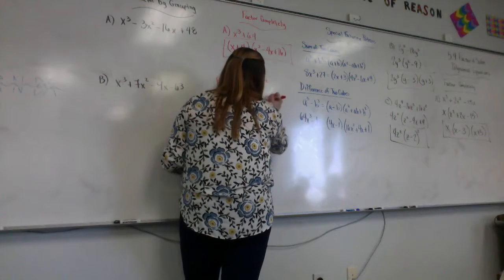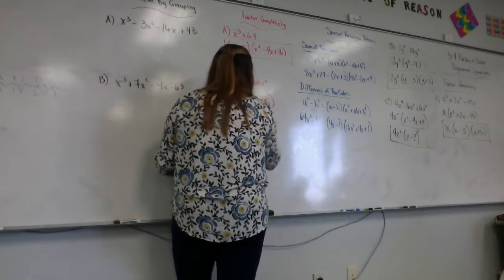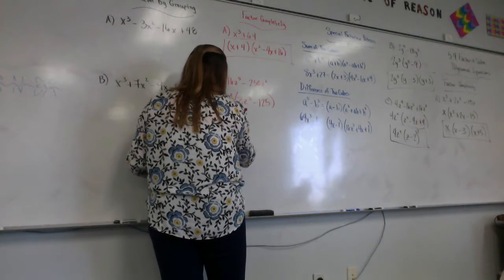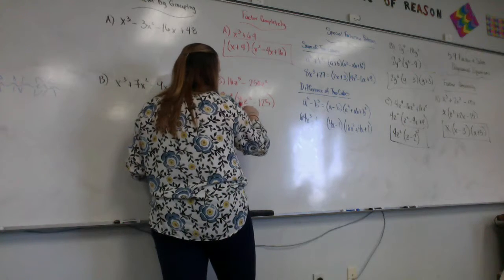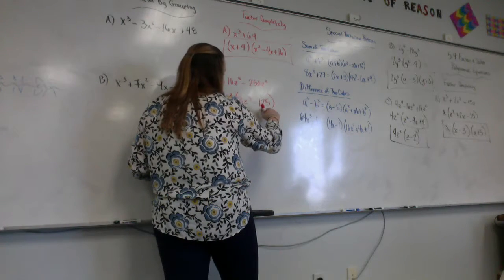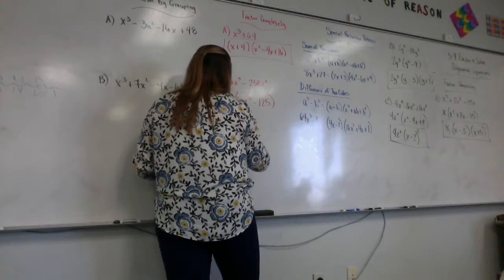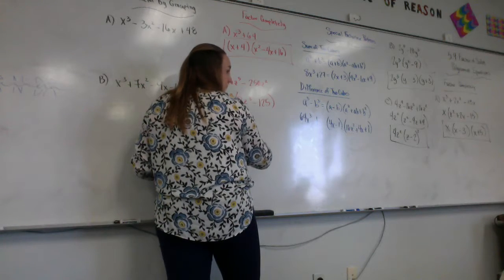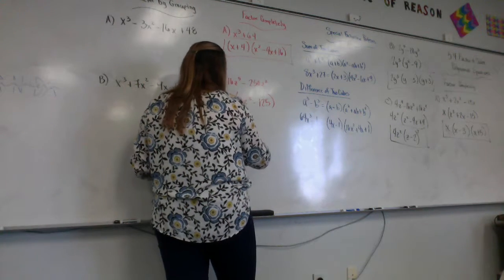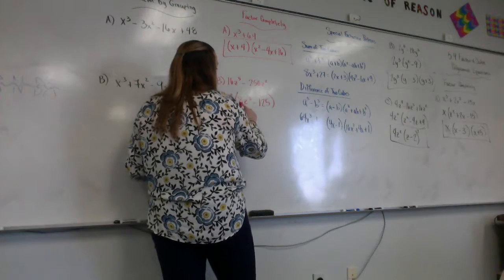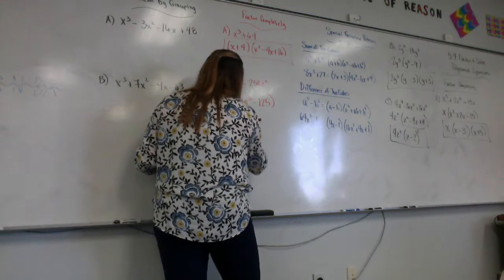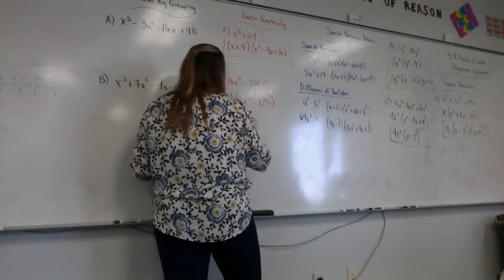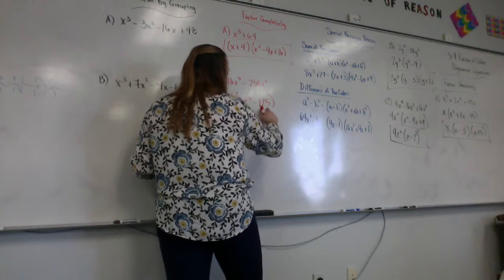125. Okay. Now I need to look at this part. Is this a perfect square or a perfect cube? Yes, it's a perfect cube. So what comes in my A spot? It'd be the cube root of 8, which is 2, and the cube root of z cubed. So 2z minus the cube root of 125.